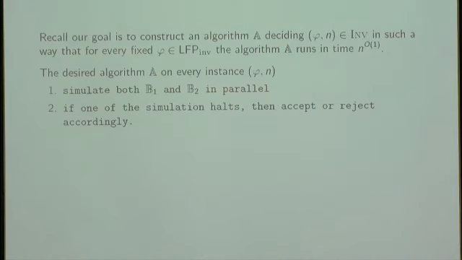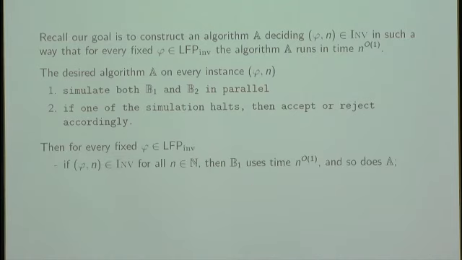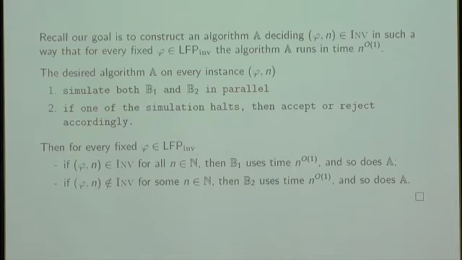Now back to our goal. Our goal is to find an algorithm deciding this relation in such a way that for fixed phi, the algorithm runs in polynomial time with respect to n. Now it's simple: by simulating both algorithms B1 and B2 simultaneously, and if one of the simulations halts, then I accept or reject according to the halted simulation. It's easy to see that this gives you the desired algorithm A.